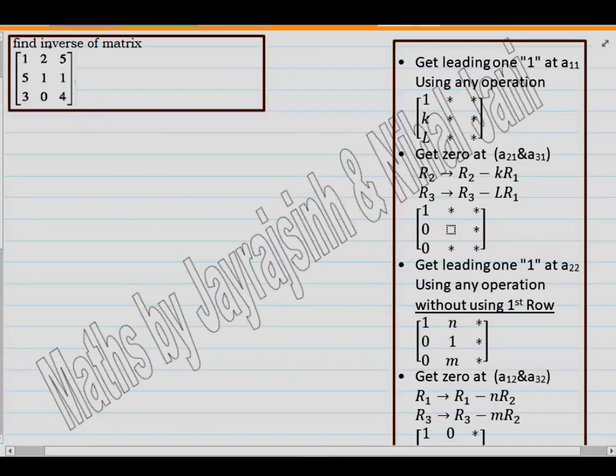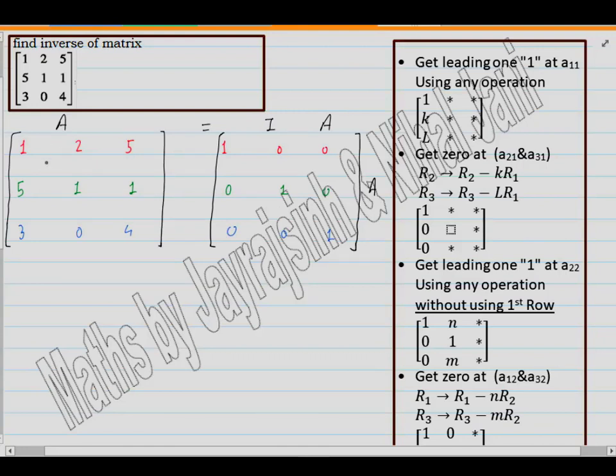Ta-da! In our next question, we have to find the inverse of this matrix, and we know the first step. Just write it down in the form of A is equal to IA, and then we will try to get the reduced row echelon form on the left side. For that, we know the steps. Our first step is to get a leading one at A11. We already have a leading one at A11.